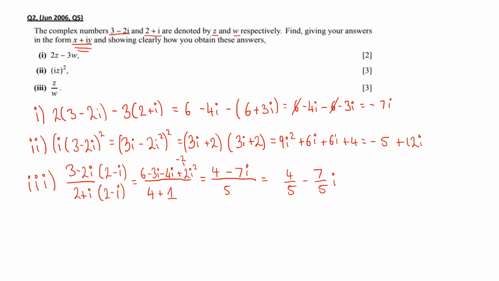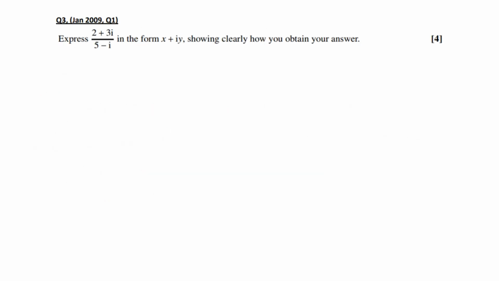Let's move on to the next one. Right, so now we're getting into some of the more exam style harder questions. So express 2 plus 3i over 5 minus i in the form x plus iy. So we're still manipulating these numbers. It's not too different, sorry. So 2 plus 3i divided by 5 minus i. Again, we want x plus iy, we want a real denominator. So we're going to times that by the conjugate, so 5 plus i. Then we're going to times this by 5 plus i.